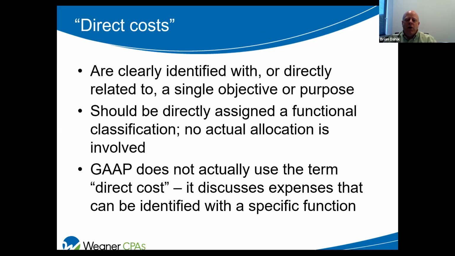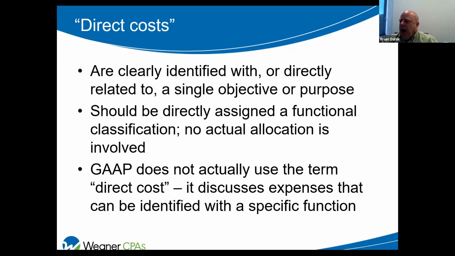Another way we want to think about costs of a nonprofit is the distinction between direct costs and indirect costs. Direct costs are those things that are clearly identified with a particular purpose or objective. There is no cost allocation involved with a direct cost of a nonprofit. You just assign it directly to that function. You say this is a direct function of a program or management or fundraising.